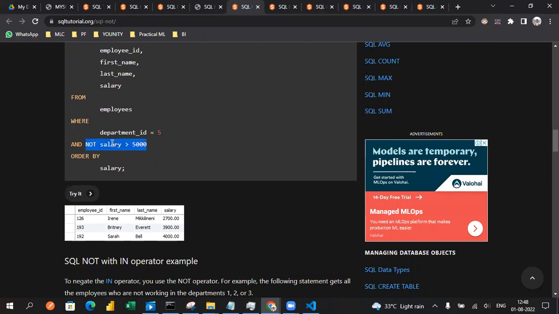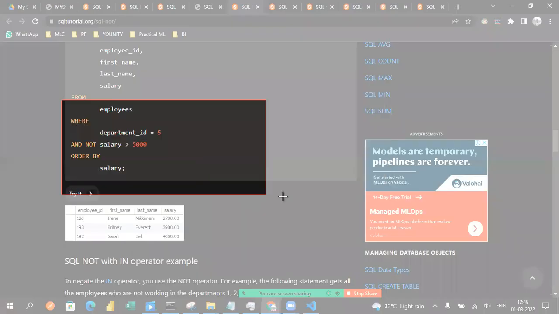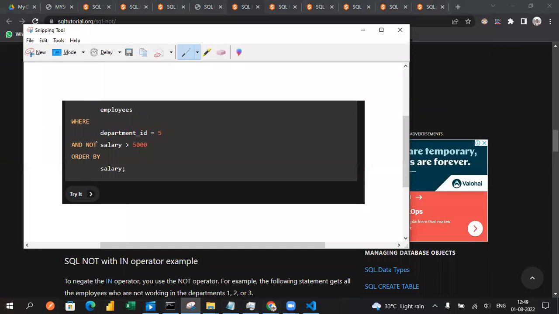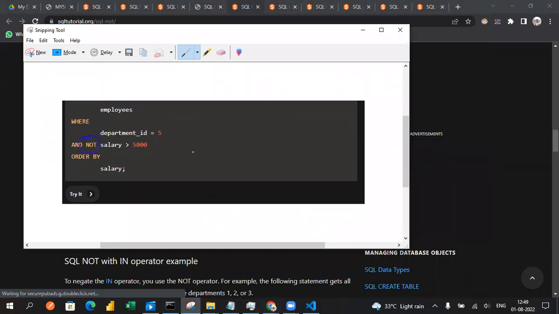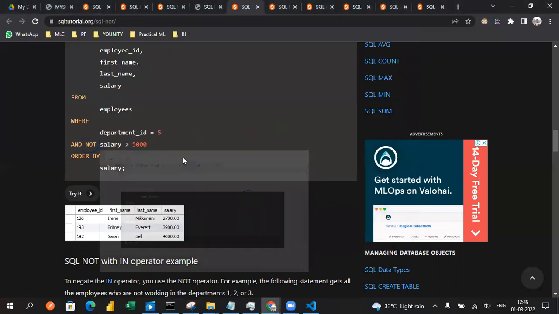You can also write it like this. This is a somewhat interesting terminology in mathematics also. So NOT with a greater than symbol will eventually be equal to less than, right? What if I write NOT with less than? That eventually means a greater than symbol, right?